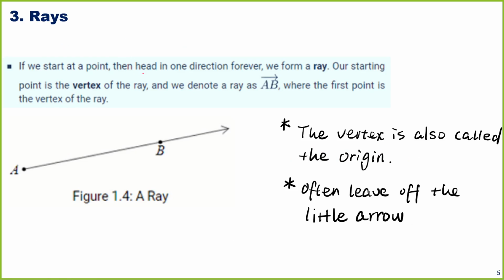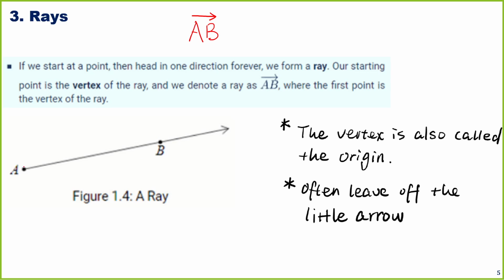If we start at a point, then head in one direction forever, we form a ray. Just like its name, it looks like a ray, right? The starting point is the vertex of the ray, and we denote the ray as AB. For example, A is the vertex of the ray, and we can find any arbitrary point beyond the ray, then denote the ray as this symbol here, A, B, followed by a small arrow on top of it. So this is a ray.